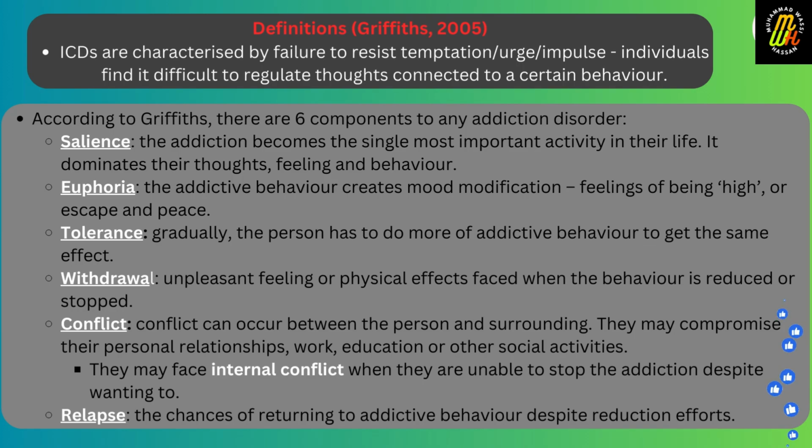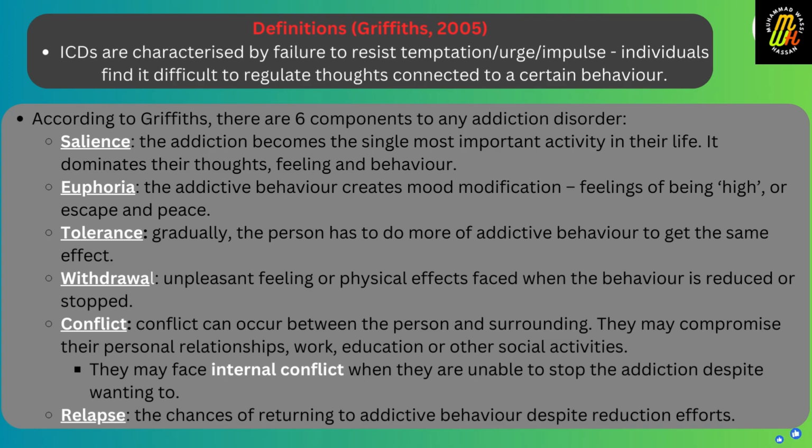Euphoria: the addictive behavior creates mood modification, feelings of being high or escape and peace. Tolerance: gradually the person has to do more of the addictive behavior to get the same effect. Withdrawal: unpleasant feelings or physical effects faced when the behavior is reduced or stopped. Conflict can occur between the person and those surrounding them. They may compromise their personal relationships, work, education, or other social activities.